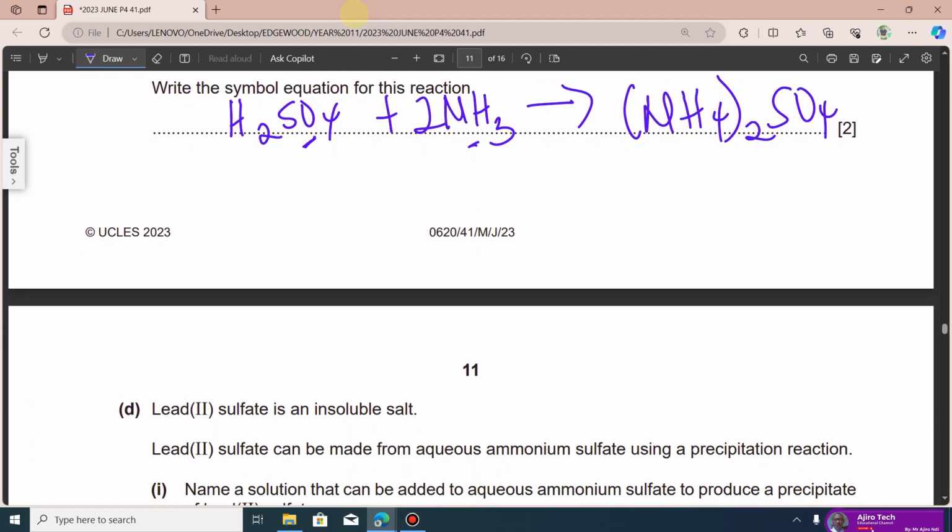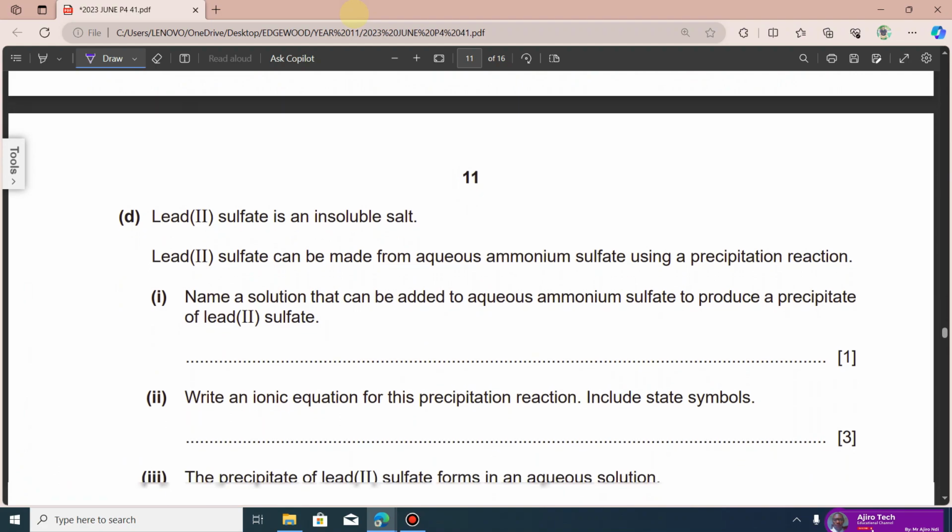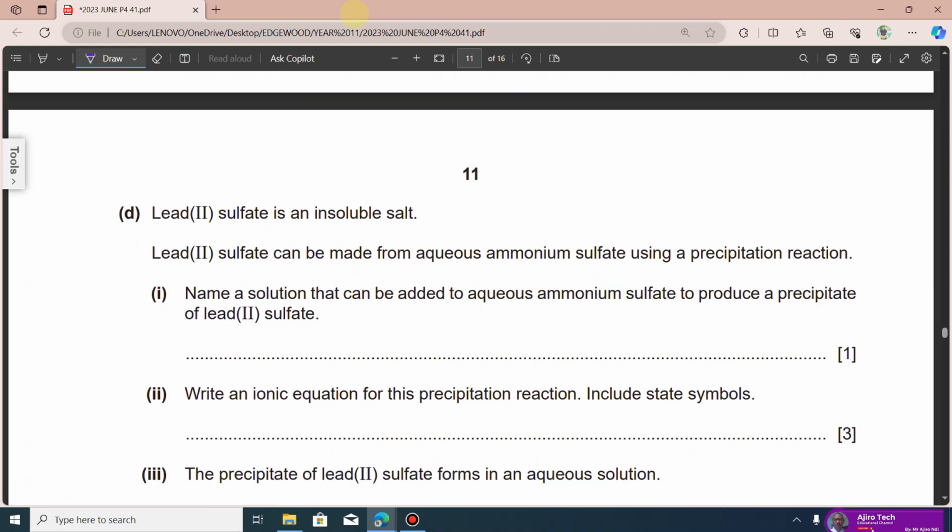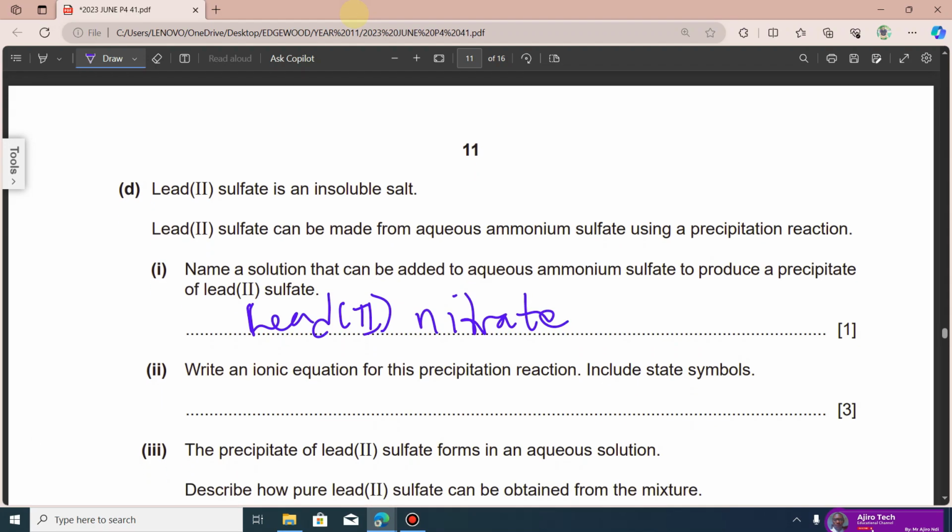Okay, so next question. Lead 2 sulfate is an insoluble salt. Lead 2 sulfate can be made from aqueous ammonium sulfate using a precipitation reaction. Name a solution that can be added to aqueous ammonium sulfate to produce a precipitate of lead 2 sulfate. So we could use a soluble salt that contains lead. So we deal with lead 2 nitrate, because all nitrate salts are soluble. So lead 2 nitrate could be a suitable option.